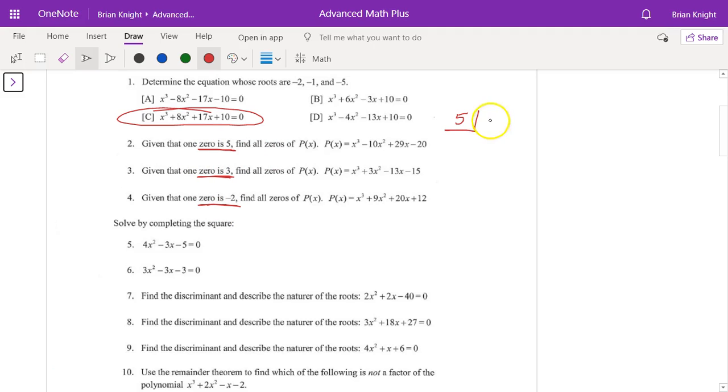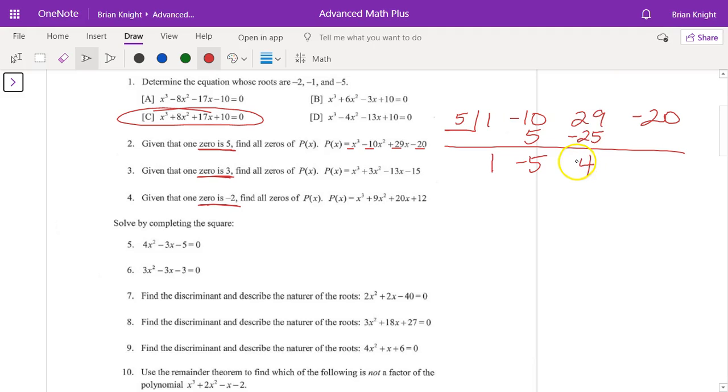Synthetically divide, you're going to say 5, put in your coefficients here, right? 1, -10, 29, and -20. And bring down that first one. 5 times 1 is 5. Add those up. What's -10 plus 5? -5. 5 times -5 is -25. Add those up. You get 4. 5 times 4 is 20. And you get 0. If you don't get 0, something's wrong, okay?